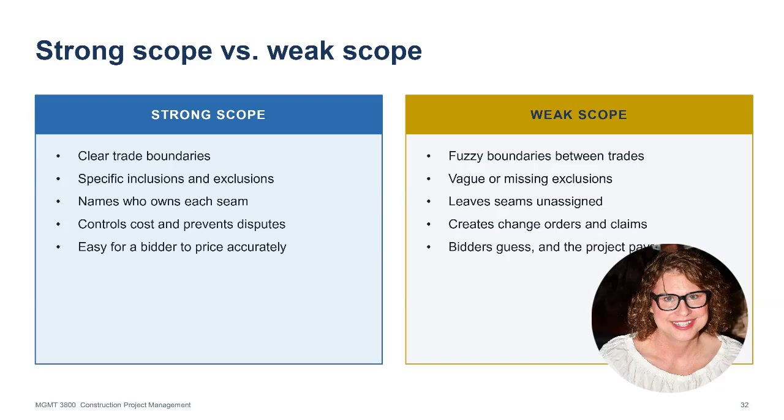Bidders guess at what they have to include, and one of two things happens. Either they price low and you get a change order during construction, or they price high to protect themselves and the owner pays more than necessary upfront. Either way, the project pays. The scope writer's job is to make sure the project does not pay for vagueness.